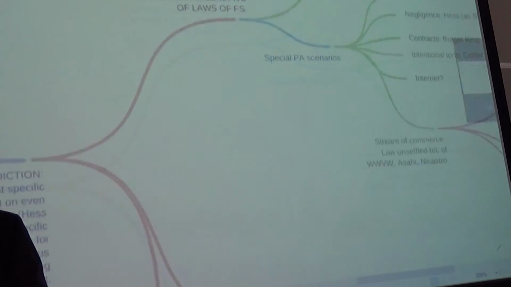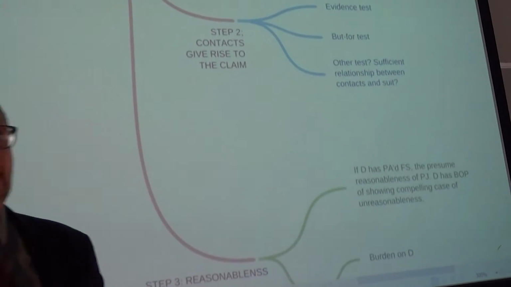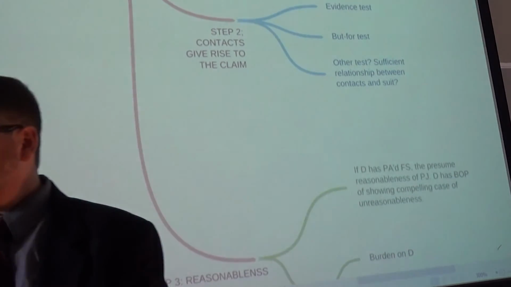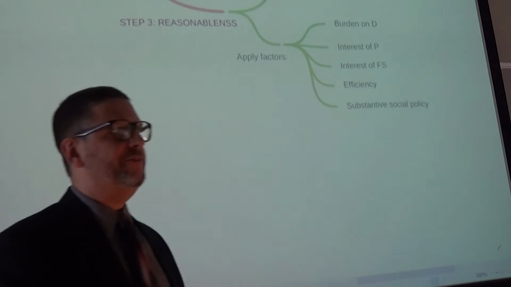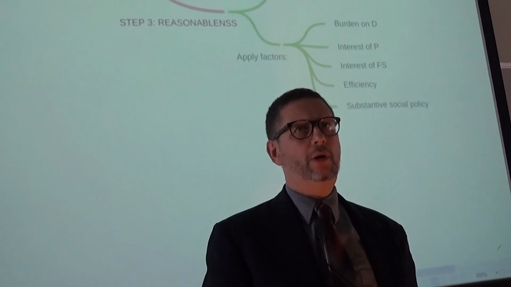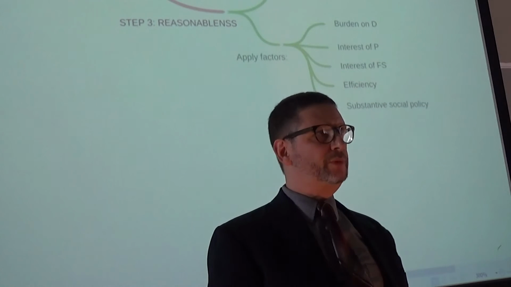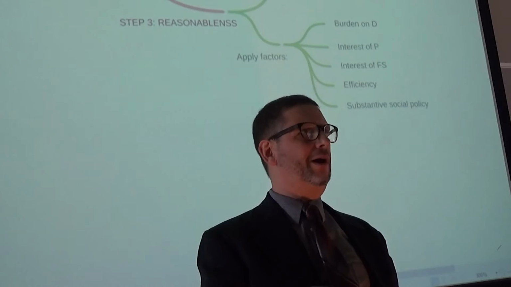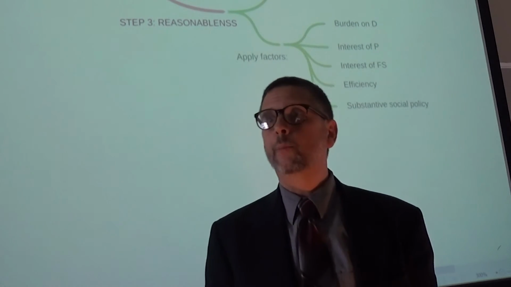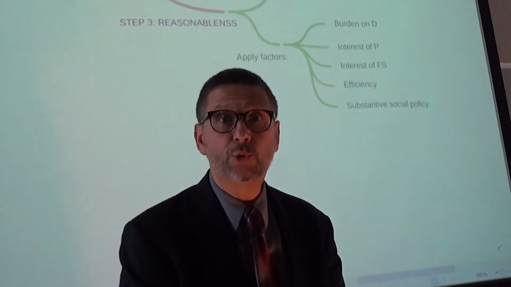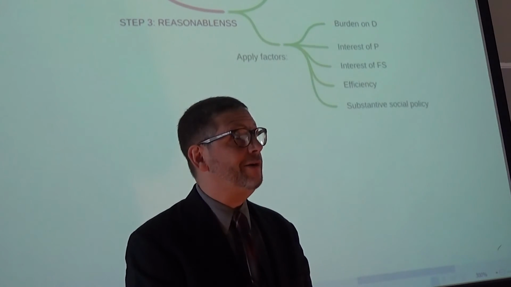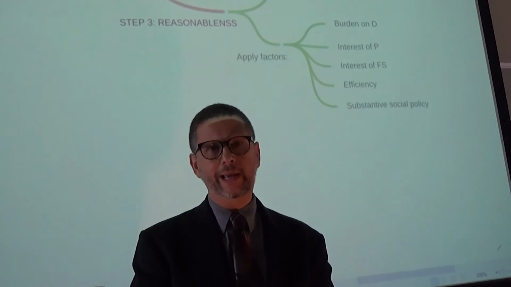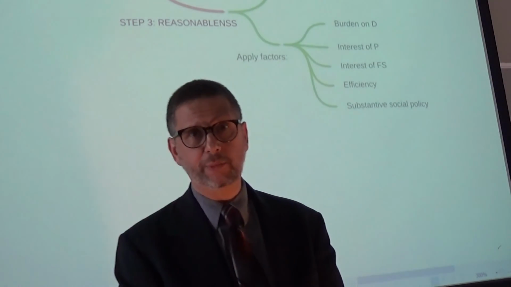The second step, the contacts give rise to the claim. In a separate video, we'll talk about evidence in but for. And finally, you've got to talk about the five reasonableness factors, okay? Keep in mind, there's a relationship between step number one and step number three. If the defendant has purposely availed itself of the forum state, then the court will presume that the exercise of jurisdiction is reasonable and shift the burden of reasonableness to the defendant. And that burden now becomes a defendant's burden of showing a compelling case of unreasonableness.